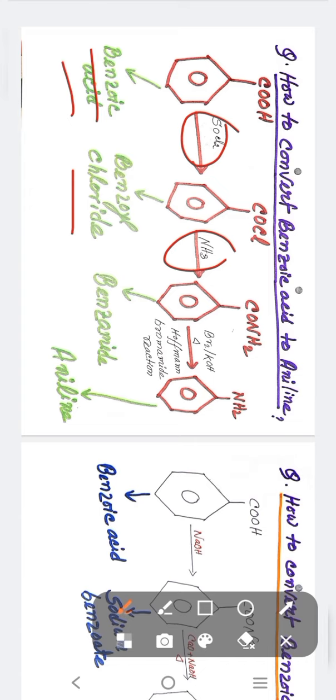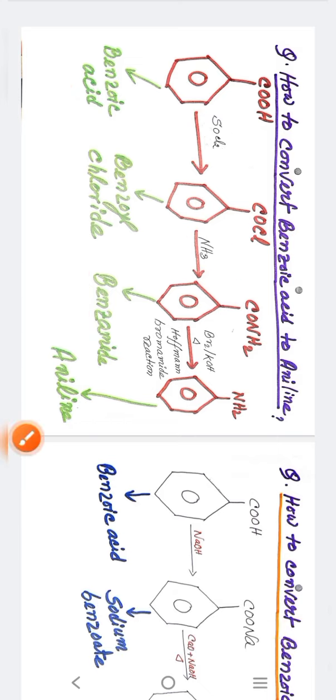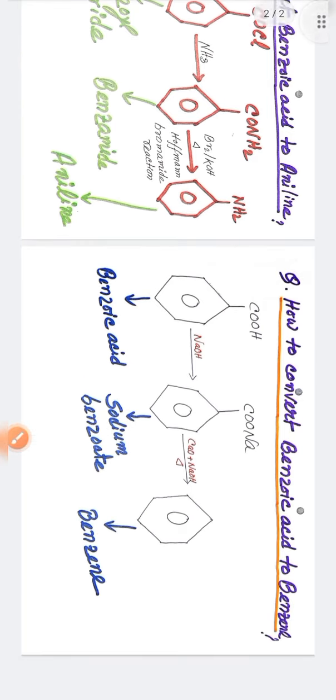Product formed is benzamide. Okay. Benzamide reacts with bromine in the presence of KOH with heat. That is the named reaction, Hofmann bromamide rearrangement. Okay. The product formed is aniline, that is C6H5NH2.